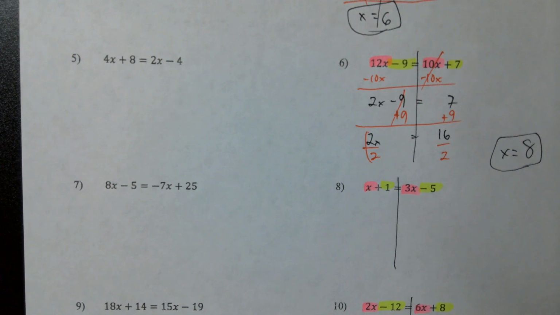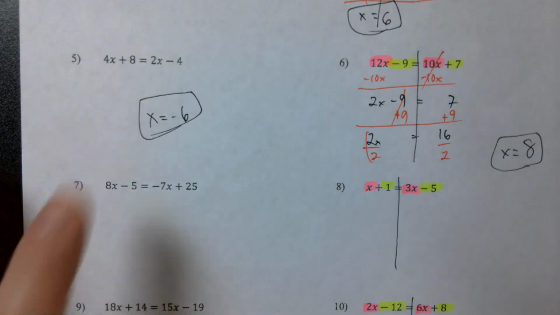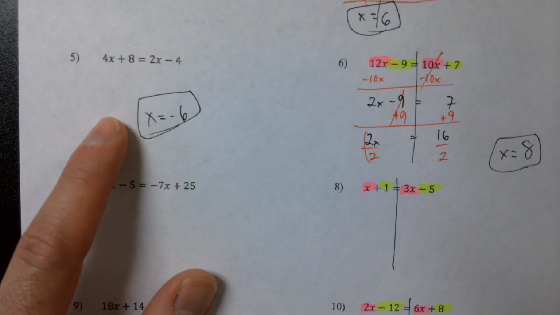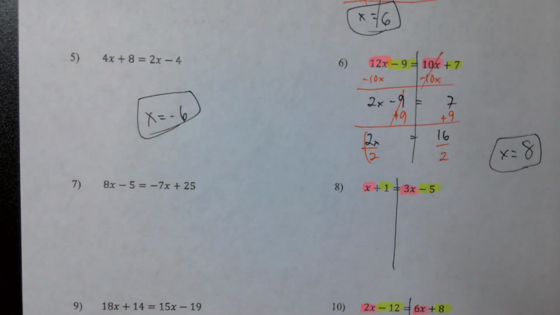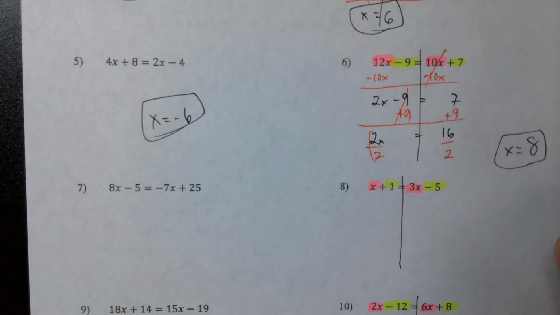For number 5, what did we get? Negative 6? Yeah? In the back, did you guys get negative 6 for number 5? Samaya, Cat, you guys get negative 6? Perfect. Good. I just want to make sure. Ali, did you get negative 6? For number 5, you got negative 6? Okay, good.